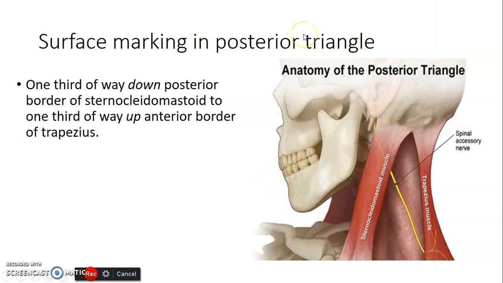What are the surface markings of this 11th cranial nerve in the posterior triangle? There is one third of the way down the posterior border of sternocleidomastoid. So this is your posterior border of sternocleidomastoid. As you go downwards, one third of that distance, and one third of the way up the anterior border of trapezius. So this is the anterior border of trapezius. As you go upwards, one third of the way. When you join the two, that's your surface landmark for the spinal accessory nerve. As you draw downwards on the posterior border of sternocleidomastoid, the first third, and upwards on the anterior border of trapezius, the first third, then you join the two, that gives you the surface landmark.